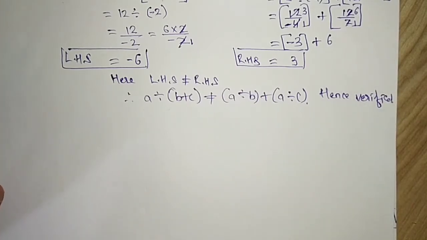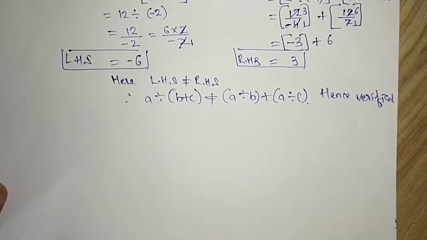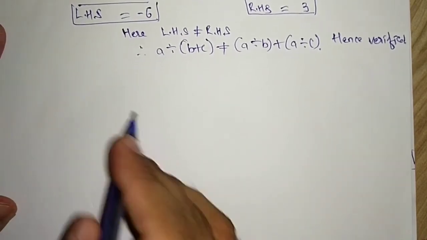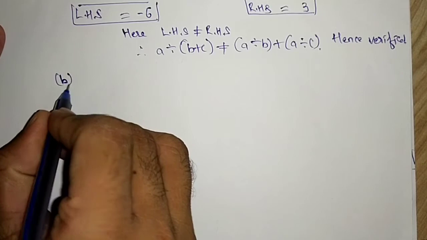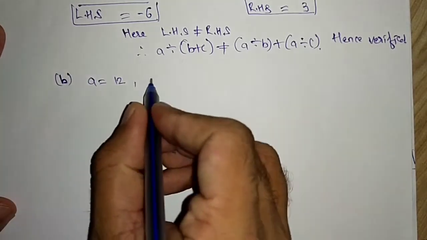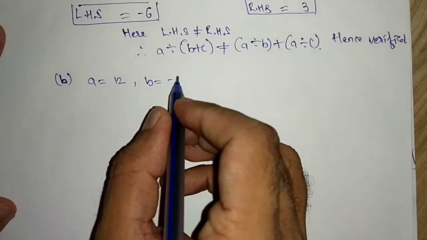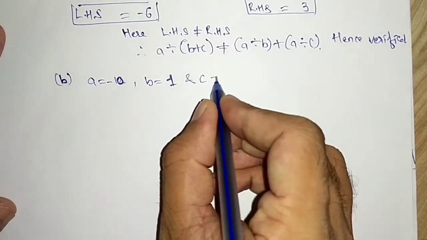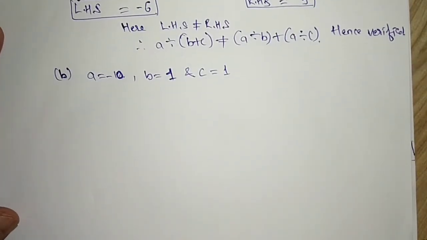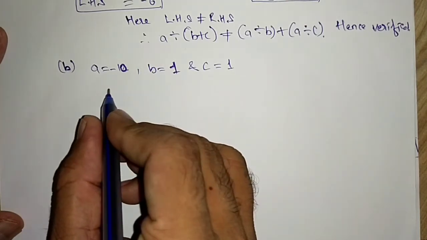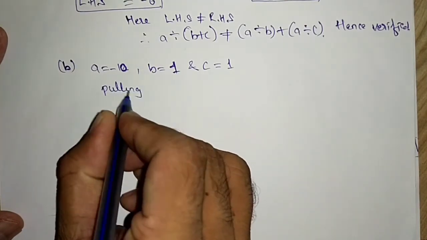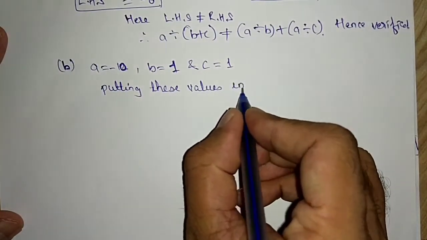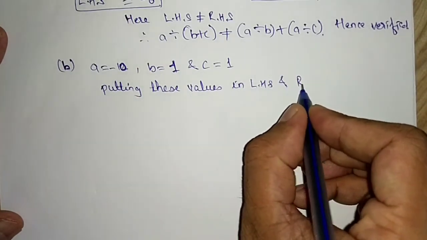Students, now we are going to solve part B. So let me write the values of part B. In part B they have given us a is equal to -10, students, b is equal to 1 and c is equal to 1. Again we will solve as we have solved part A, putting these values in LHS and RHS.